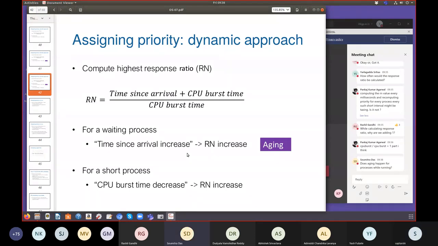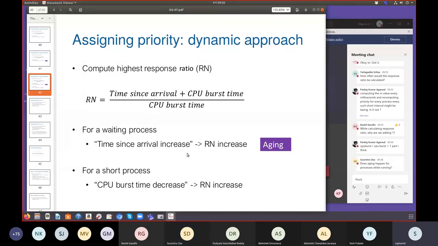Sir, time since arrival means from when the process came in the latest time in the ready queue, or from when it first came in the ready queue? Yeah, when the process was first brought into the system. Okay, so sir, when it is running on the CPU, the time since arrival is also increasing, so the RN value is increasing. So this is also aging, doesn't it?